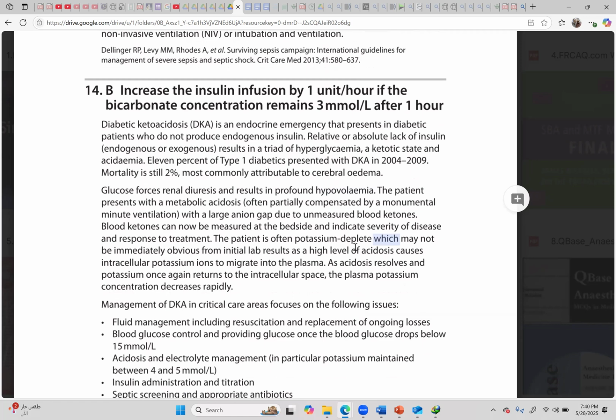Blood ketones indicate the severity of disease and response to treatment. The patient is often potassium depleted, which may not be immediately obvious from initial labs, as a high level of acidosis causes intracellular potassium ions to migrate into the plasma. Actually, what happens is that because there is acidosis, potassium and hydrogen are friends, so it is pulling potassium out of the cells. But as soon as insulin is given, that potassium will go inside the cell and that will cause hypokalemia. So that's why in the initial fluid we don't add potassium, but later on, as soon as the urine output starts, we need to replace potassium.